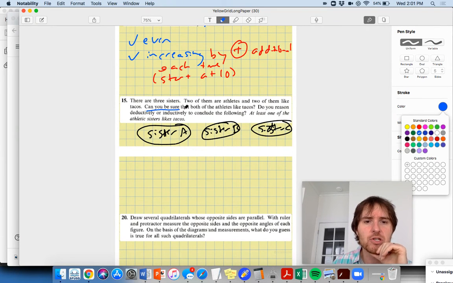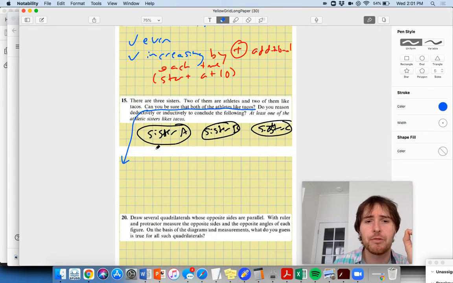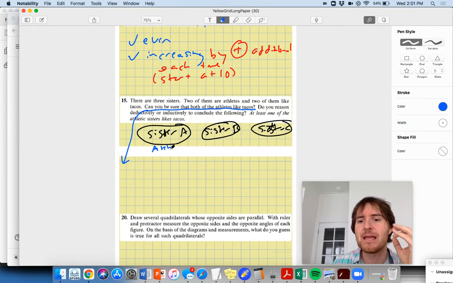Can you be sure that both of the athletes like tacos? Well, let's see here. Sister A, so the two of them, all we know is our given premises that two of them are athletes. So let's say that A, for instance, is a hypothetical. Let's see if we can maybe observe this here, the situation where we're going to conclude this through observation. Let's check it out here. This is an athlete, okay? Maybe make sister C an athlete.